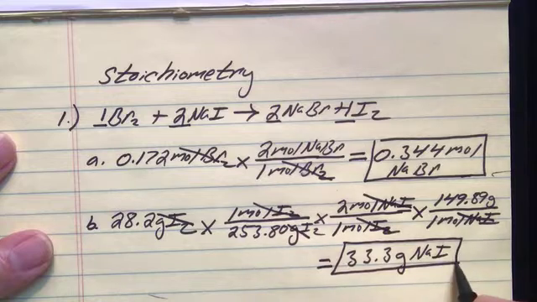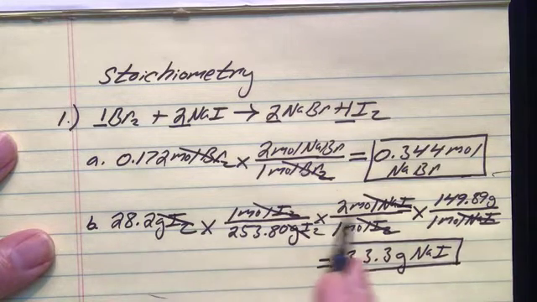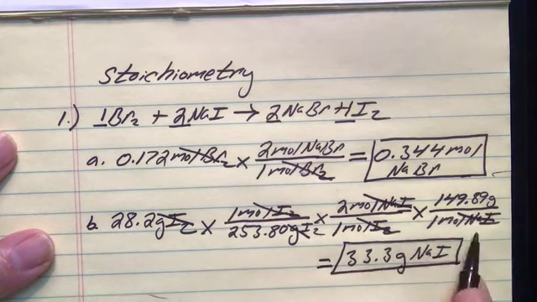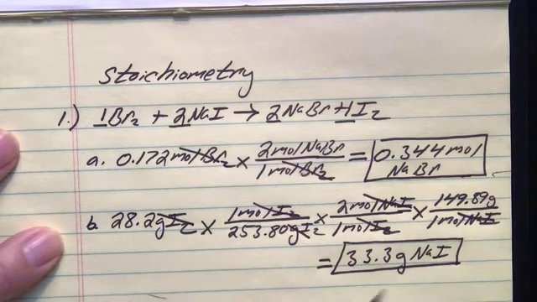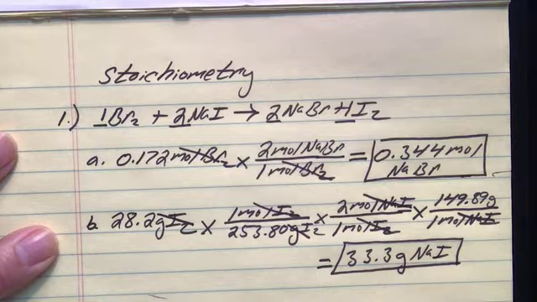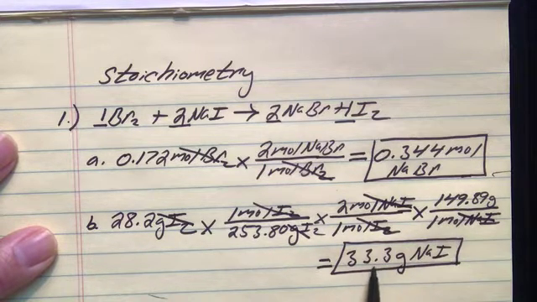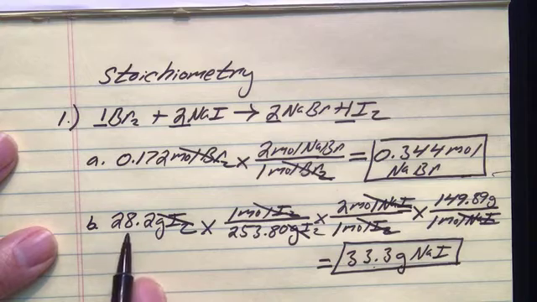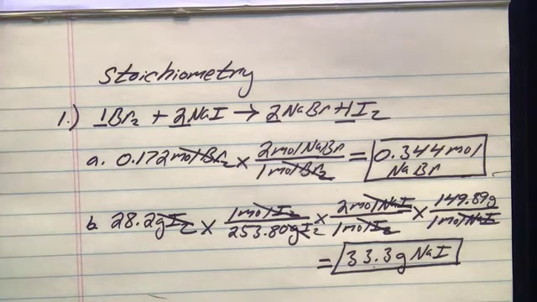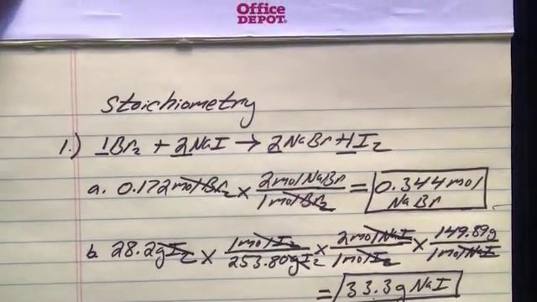Remember, when you plug this into your calculator, all numerators are multipliers, all denominators are divisors. So you should only hit the equal sign once on your calculator. So 28.2 divided by 253.8 times 2 times 149.89, rounding to 3 sig figs, what we're given here. Okay, let's do one more.